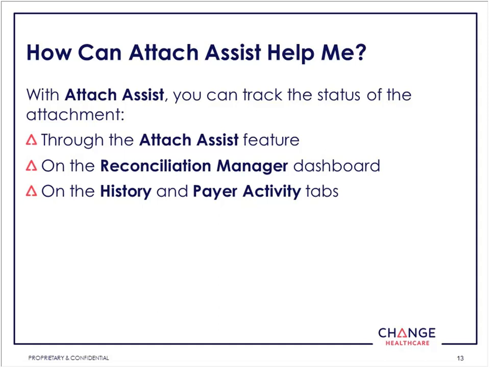Has it been received? Is it pending? Did they accept that attachment or did they reject the attachment? And I'll also show you some of the reporting functions within the system and where you can go to pull that report. Lastly, you're also going to be able to see, on the Claims History tab and the Payer Activity tab, the attachment itself or the status of that attachment on the actual claim form itself.